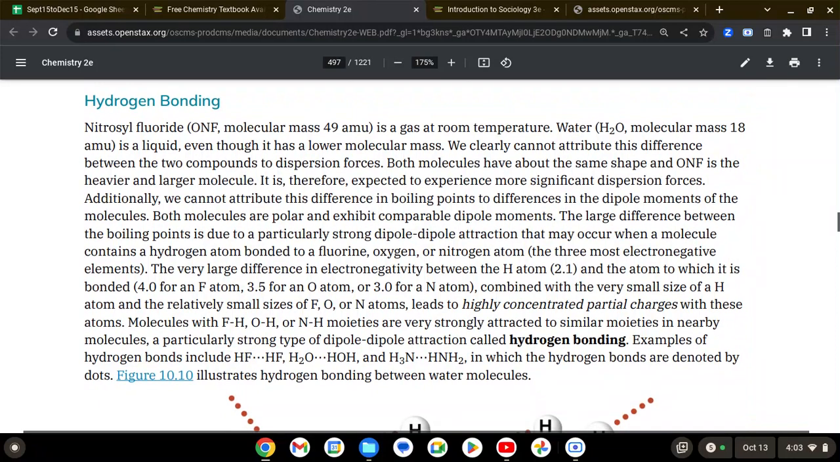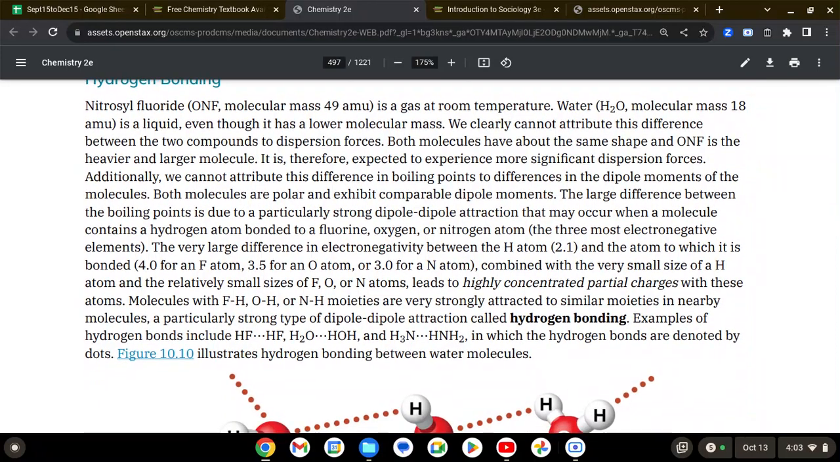Hydrogen bonding. Nitrosyl fluoride, ONF, is a gas at room temperature. Water is a liquid, even though it has a lower molecular mass. We clearly cannot attribute this difference between the two compounds to dispersion forces. Both molecules have about the same shape, and ONF is the heavier and larger molecule. It is therefore expected to experience more significant dispersion forces. However, we cannot attribute this difference in boiling points to differences in the dipole moments of the molecules. Both molecules are polar and exhibit comparable dipole moments.